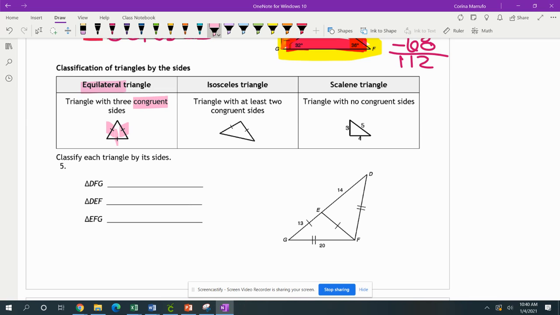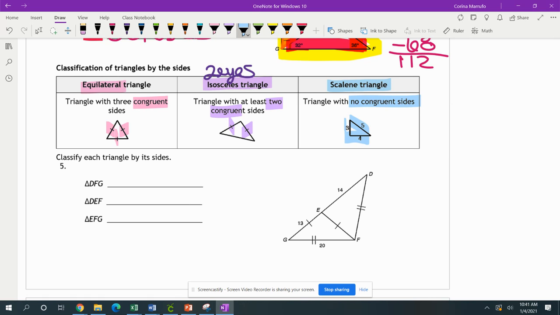Then you have your isosceles triangle. Now, isosceles is when you have 2 congruent sides. So the way I remember that is you have 2 eyes, isosceles. Okay, so 2 sides are congruent. And then the last one, you have your scalene triangle. That means that it has no congruent sides. So none of the sides are going to be the same. They're all going to be different numbers.